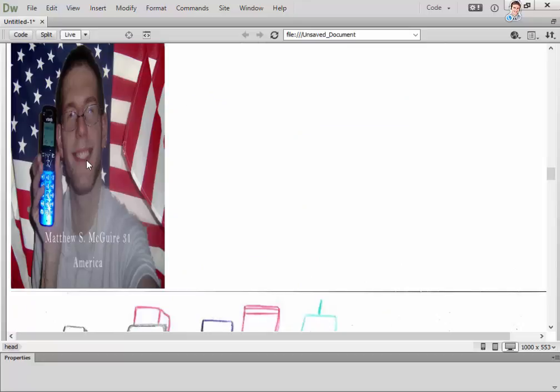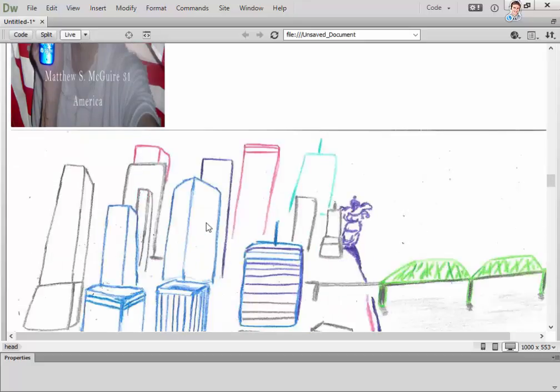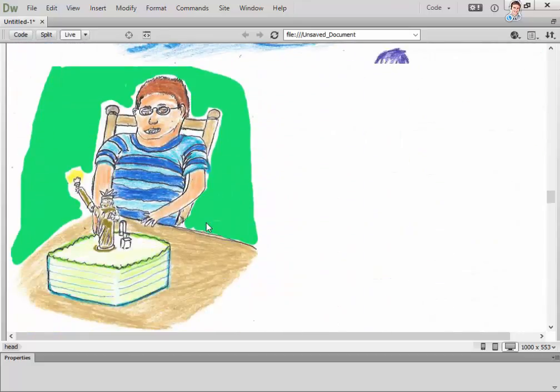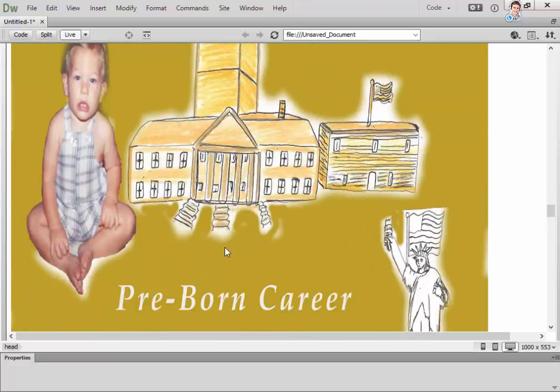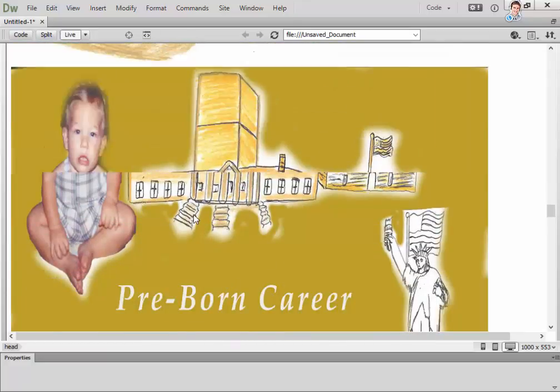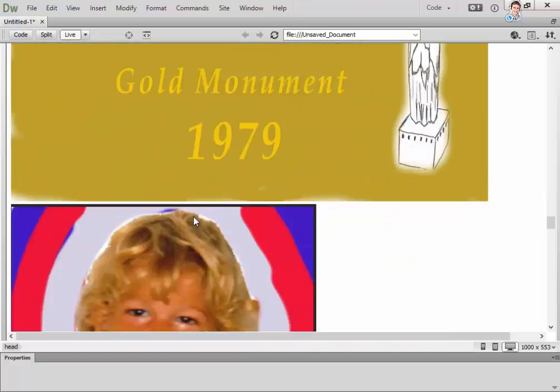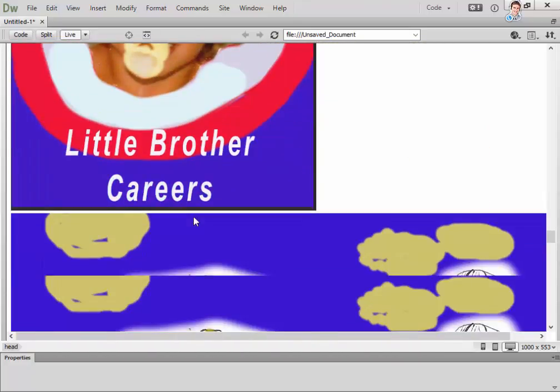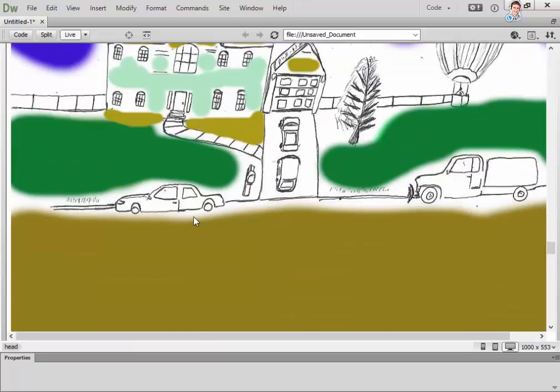This right here would be an example, like a Skype ID. Most of us here have seen me from Gold Monument 13, where there's a close-up right here of me on the phone, on Skype, and then you have some other sketches, and one of me with the birthday cake. And you have the pre-born careers, for the past history, and then little brother careers, and then there's the online one.